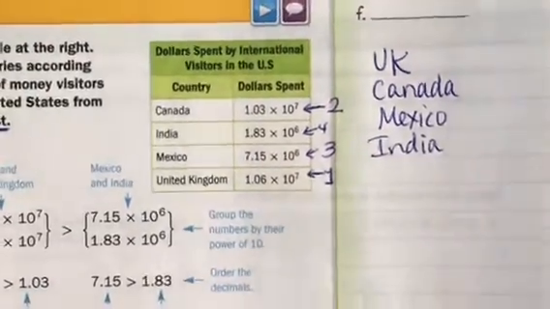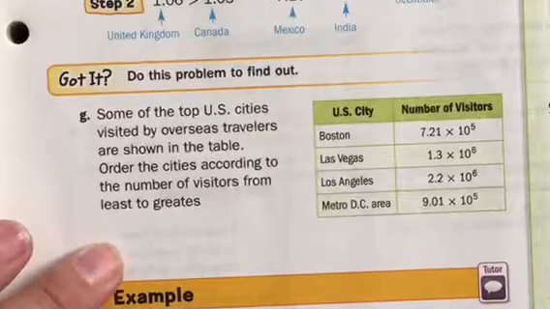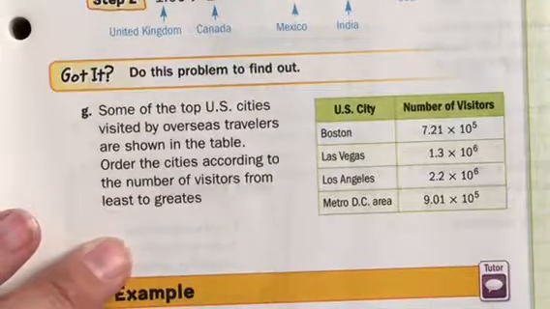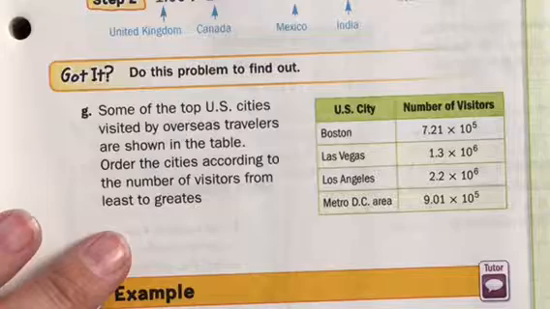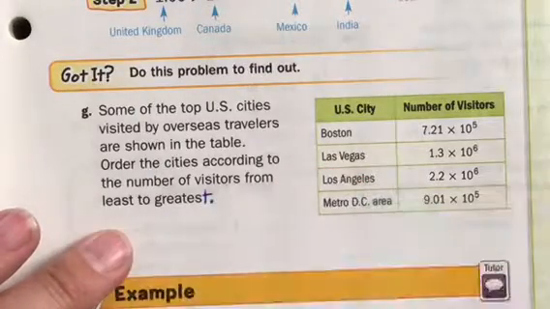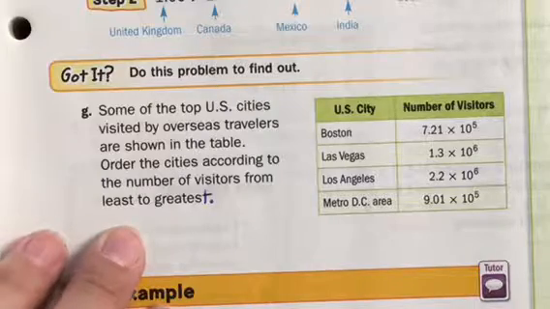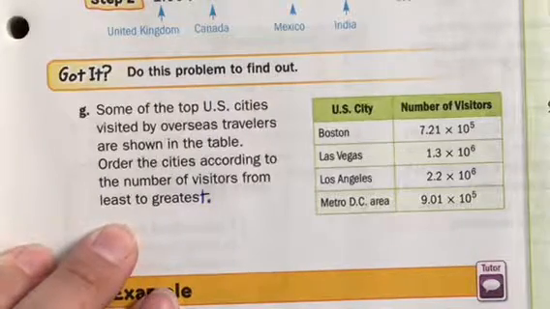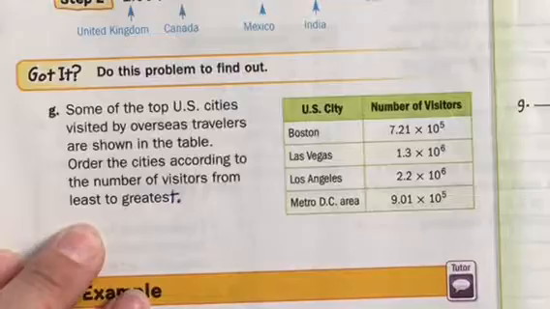Okay. So then on the Got It problem, do you guys see the typo on the Got It? Least to greatest. Okay, so everybody added in the T and the period there. Greatest. I like greatest. Least to greatest. Okay. And we're supposed to do least to greatest.